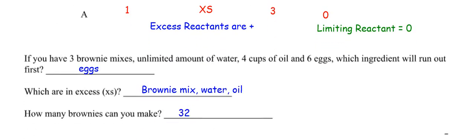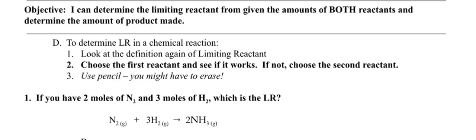Okay. Let's go on. All right, so I can determine the limiting reactant from the given amount of both reactants and determine the amount of product made. So to determine the limiting reactant in a chemical reaction, you first look at the definition of a limiting reactant. It is used up first and it determines the amount of product. What else did we notice? It is going to be 0, and then the excess has to have a positive number when you're done. All right, so choose the first reactant and see if it works.